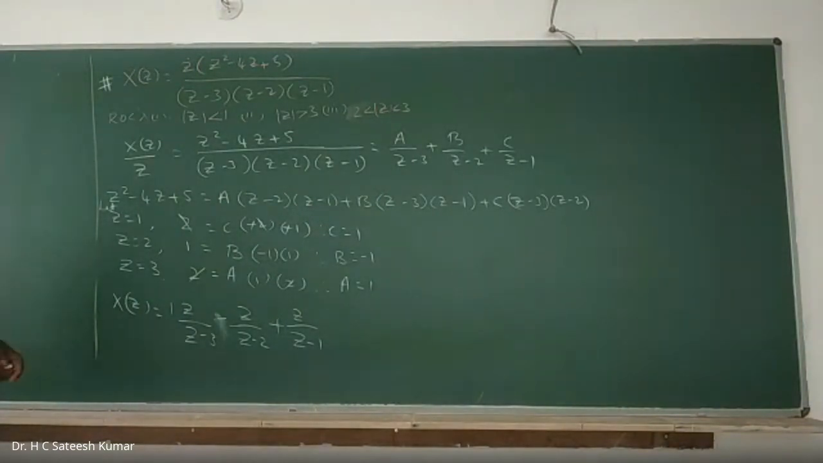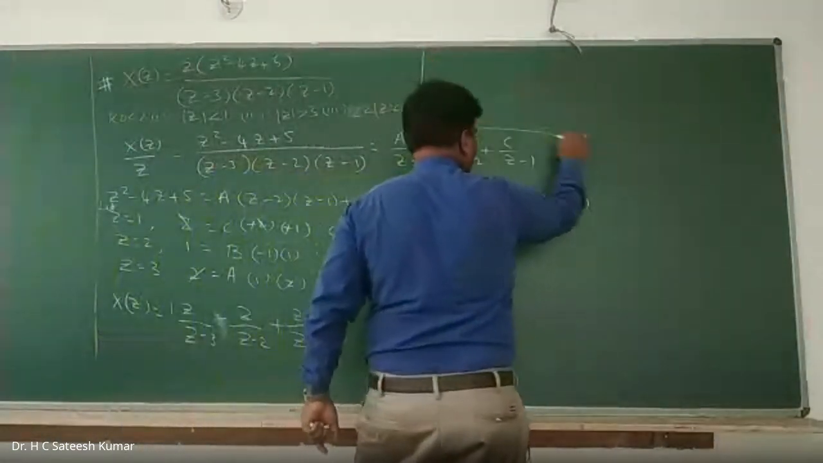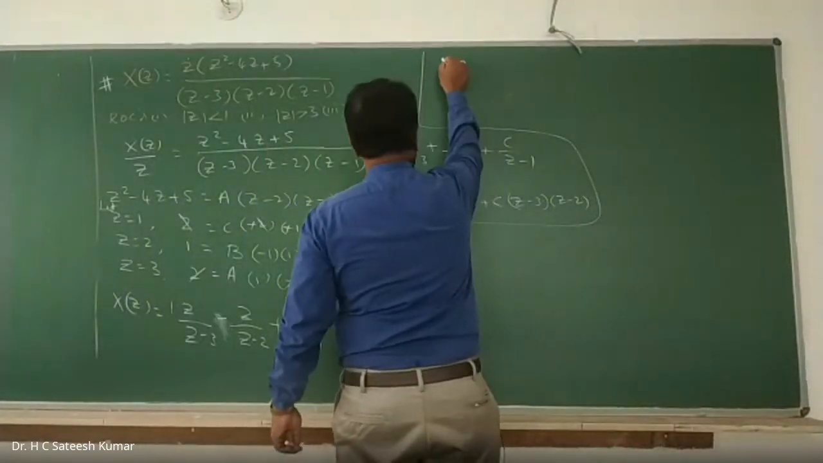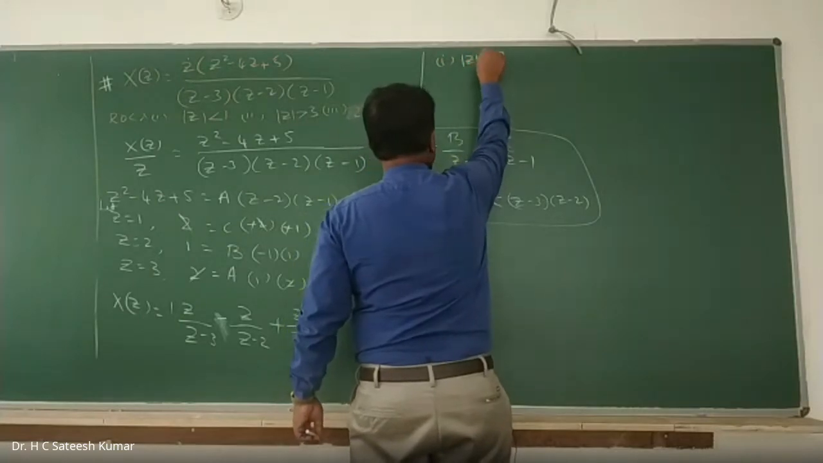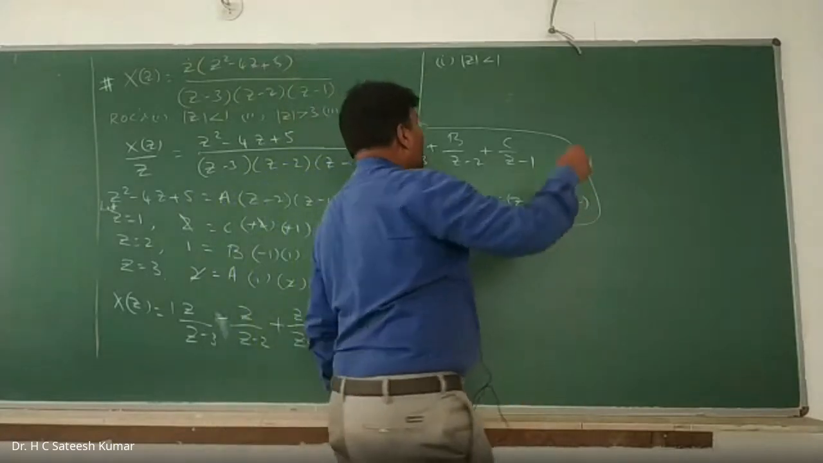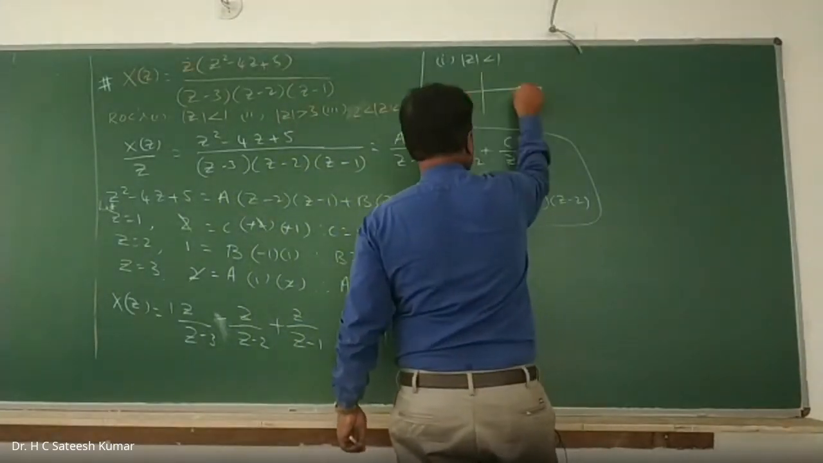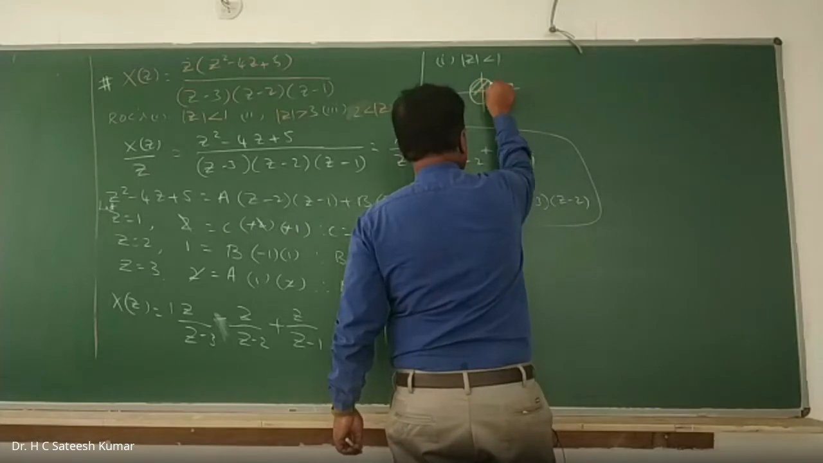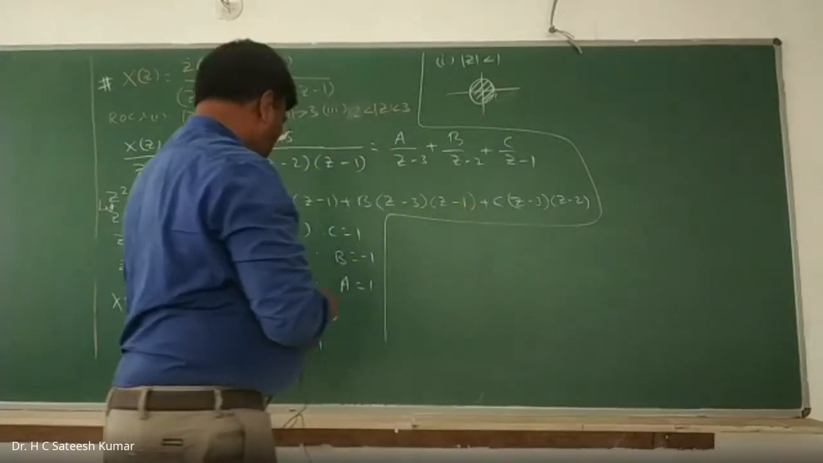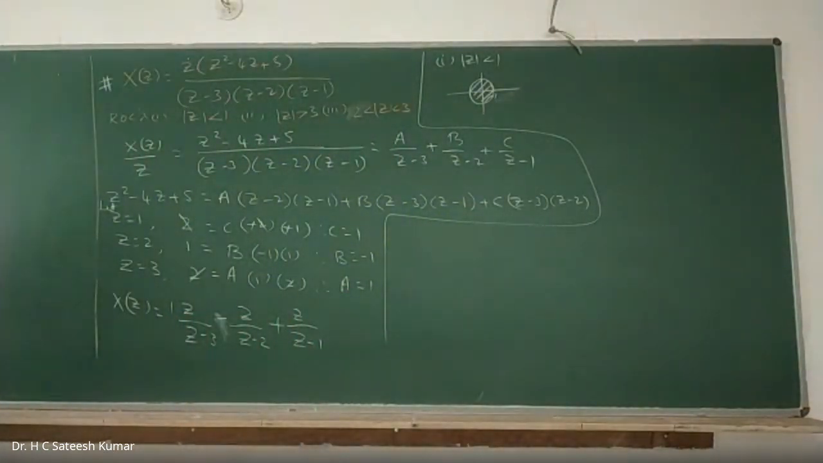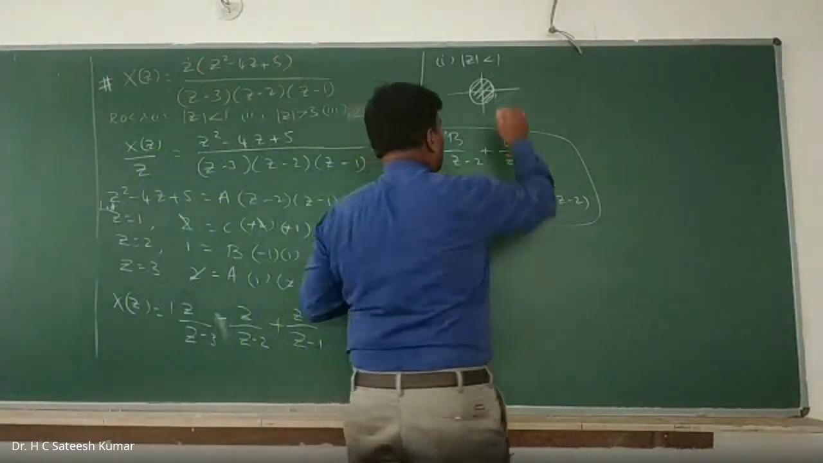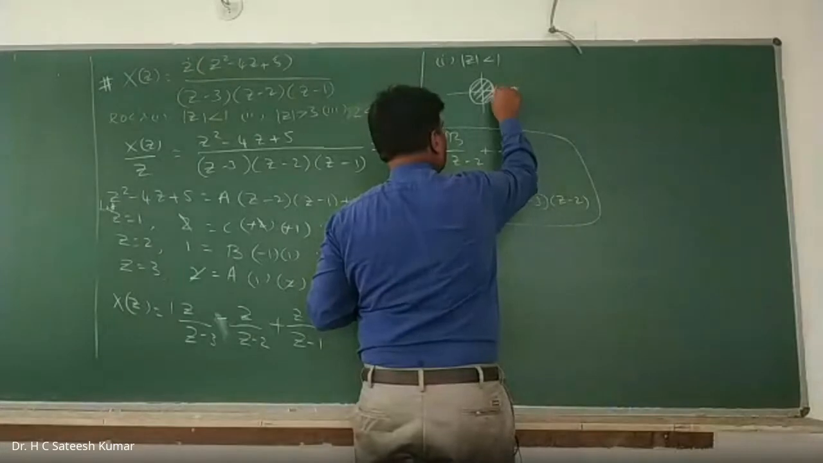Now, you go for ROCs. Different ROCs will give different x(n). How will you do that? The first one we have is mod z less than 1. First, sketch the ROC, and then you give the pole locations. This is 1. Where are the poles? Poles are at 1, 2, 3. One pole is here, then 2, 3.